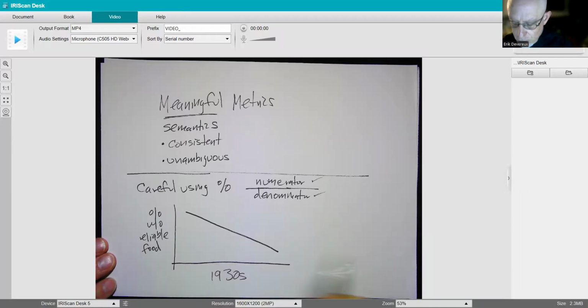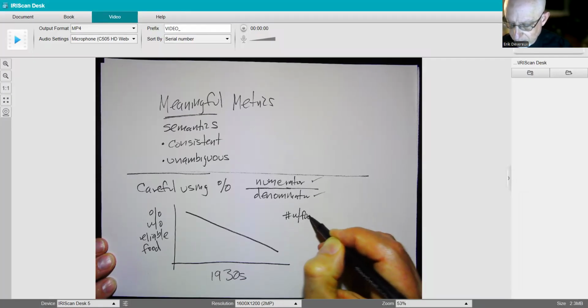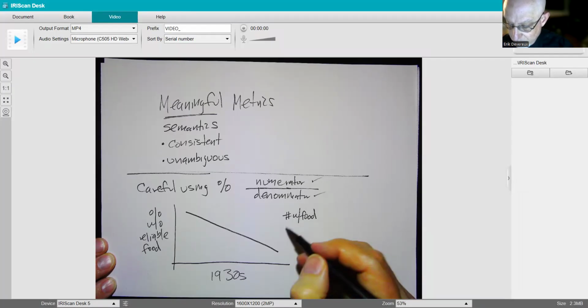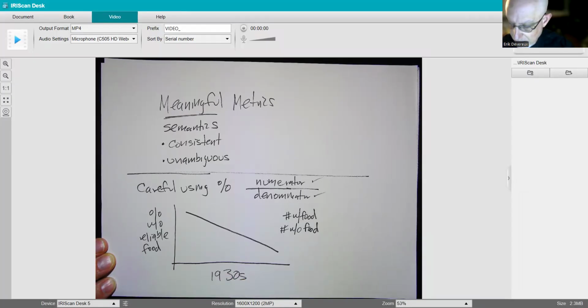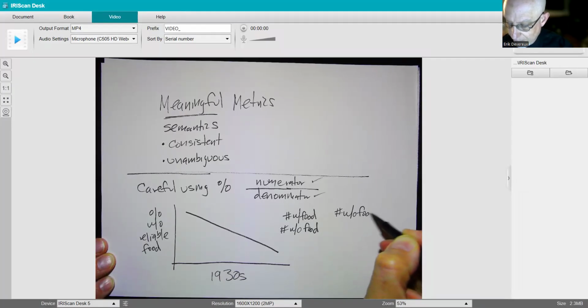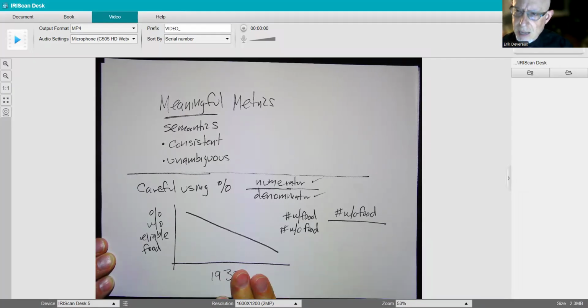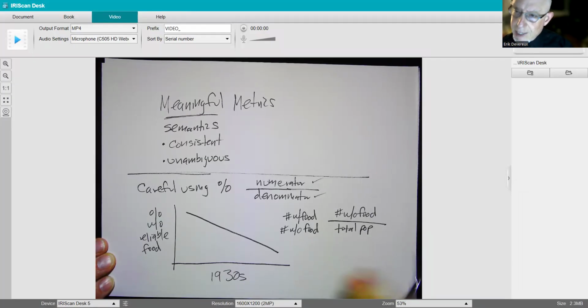Because the problem is this percentage is based on the number with food, right? And it's also based on the number without food. So we have to look at both counts, right? So the numerator is the number without food. That's our numerator. But the denominator is the total population. Okay? But within the total population, there are two groups. There's the number with food, and there's the count of those without food, because they're in the denominator as well.